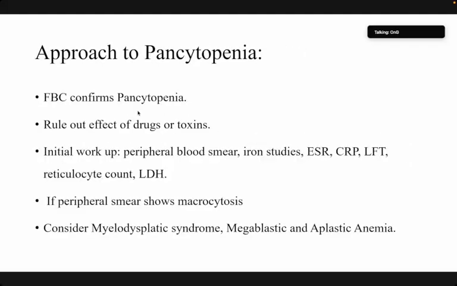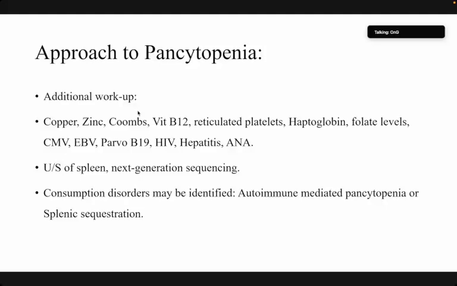So in terms of the approach to pancytopenia, FBC needs to be done to confirm there is pancytopenia, rule out the effect of drugs or toxins. Initial workup should include a peripheral blood smear, iron studies, ESR, CRP, LFT, reticulocyte count, and LDH. If peripheral smear shows macrocytosis, then you can consider a diagnosis of myelodysplastic syndrome, megaloblastic, or aplastic anemia. So if those diagnoses are not found, an additional workup is warranted.